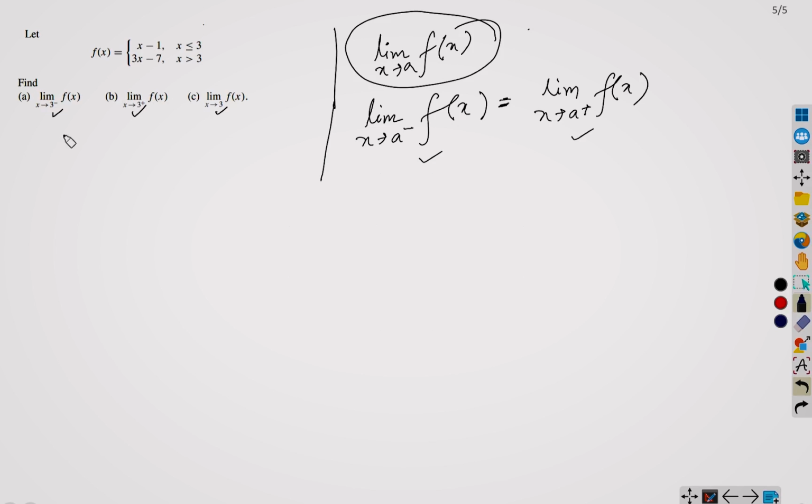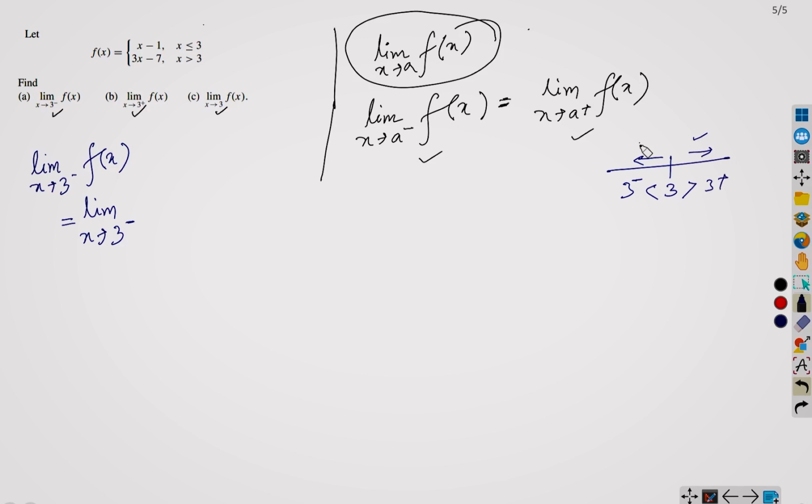First, we have to determine the left hand limit. What is the left hand limit of this function, x tends to 3 minus of f(x)? When x tends to 3 minus, it means x is less than 3. We are on the left hand side of 3. That's why 3 minus means less than 3. Everything here is 3 minus and everything here is 3 plus. So this is the right hand side, this is the left hand side. When x is less than 3, we follow this definition, and the value of f(x) will be x minus 1.